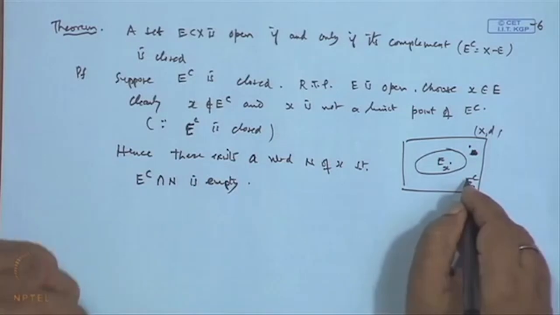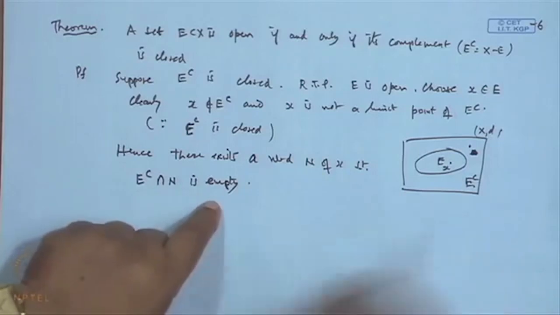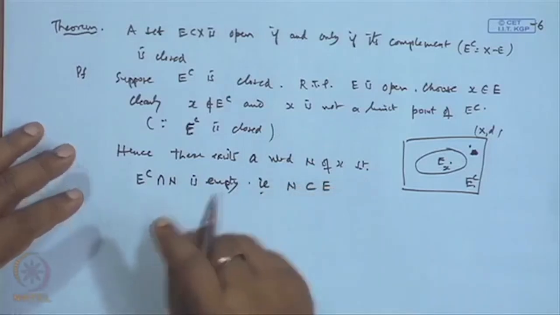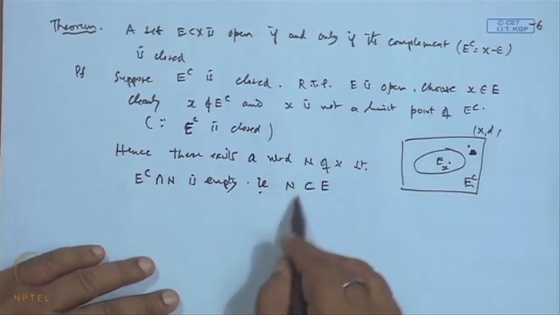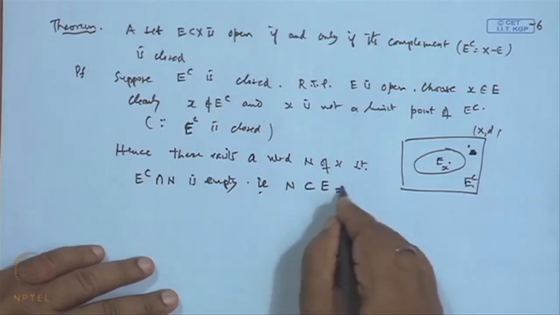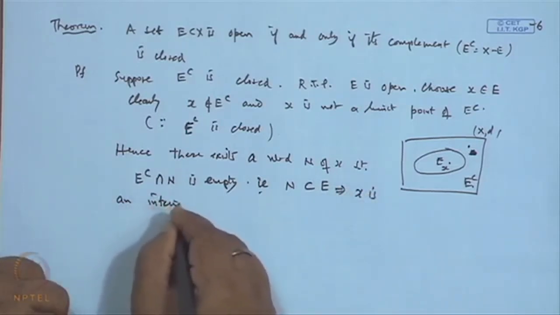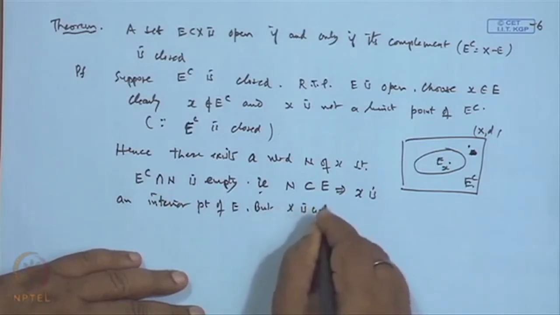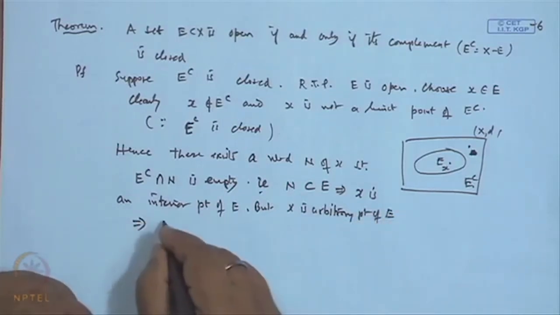Because it is not a limit point. If it were a limit point, then every neighborhood of x must contain some point of E C. Since it is not a limit point, we can identify a neighborhood whose intersection with E C is empty. We do not have any point of E C inside this neighborhood. That is, the neighborhood is totally contained in E, because it contains only the points of E. So, x is a point around which we have a neighborhood N which is totally contained in E. This shows x is an interior point of E. And x is an arbitrary point of E, so every point is an interior point, therefore E is open.